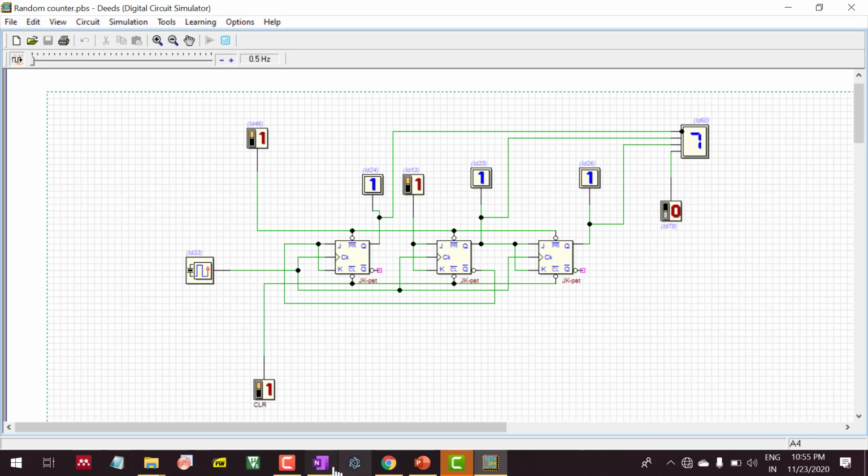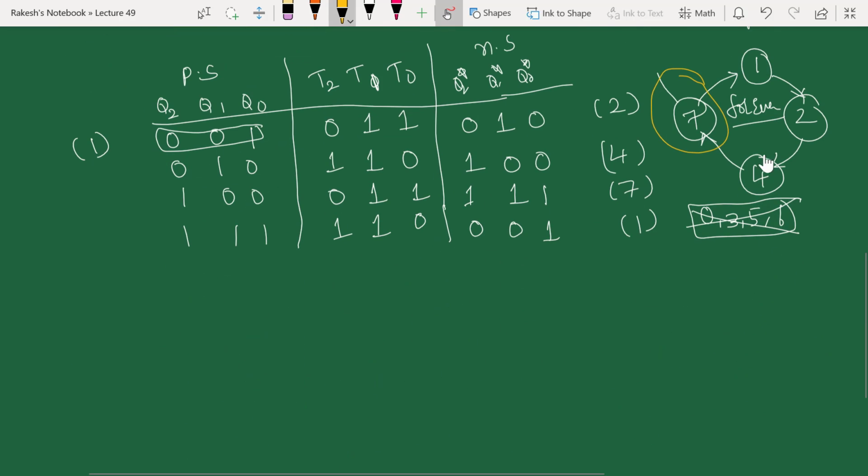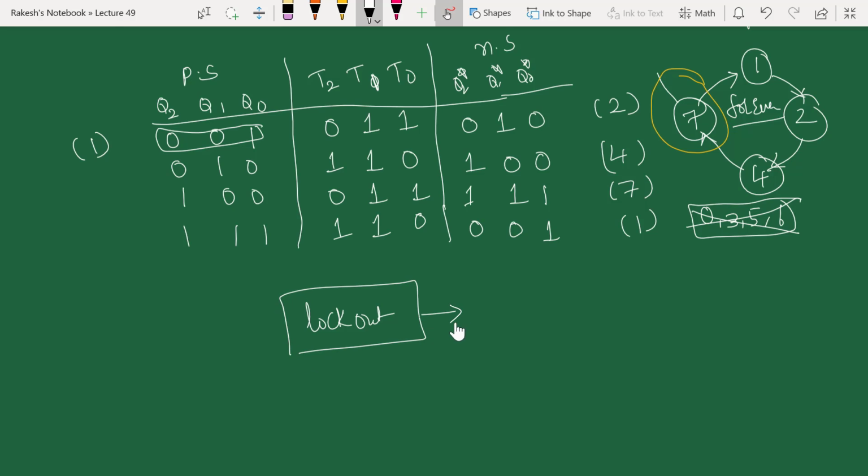So this is what is meant by the lockout problem. The lockout problem is when your counter or your flip-flop goes to an invalid state, and due to that invalid state, your counter counts arbitrary numbers forever.